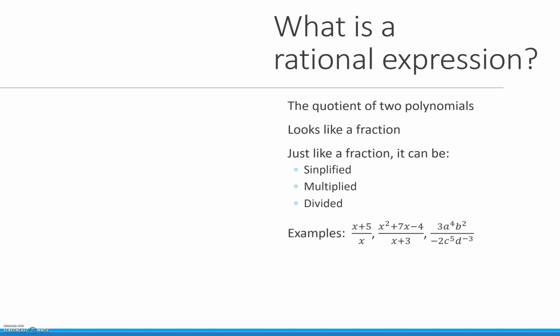X plus 5 over x. X plus 5 is a polynomial, x is a polynomial. X squared plus 7x minus 4 over x plus 3. That's a polynomial. X plus 3 is a polynomial. And that last one, 3a to the fourth, b squared over negative 2c to the fifth, d to the negative third. Technically, you could move that d to the negative third into the numerator to make it positive. So then we'd also have another polynomial divided by a polynomial.